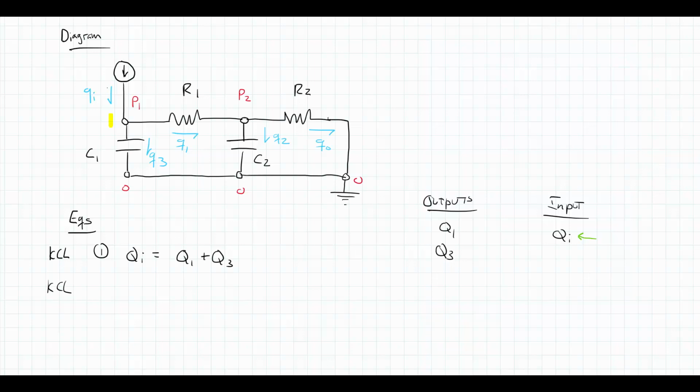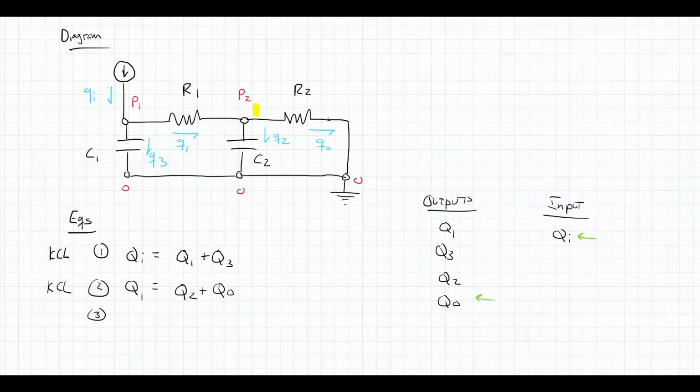Unlike the first example, I can actually do a second KCL equation. I'm going to do that at the P2 node, and we'll look at all of the currents going in. So here going in, I will have Q1, and then going out, I will have Q2 and QO. Q1 was already there. Q2 and QO are new. And in this example, the transfer function I want is QO over QI. So that now appears, but I have 4 outputs and only 2 equations so far.